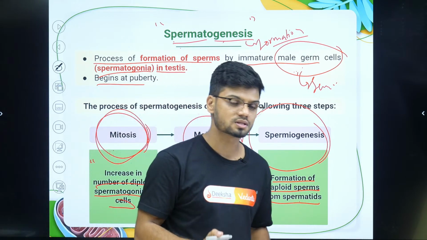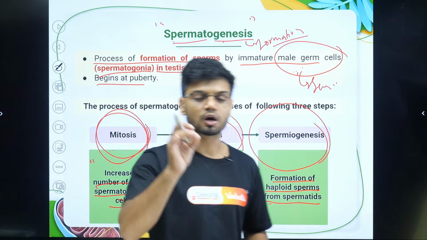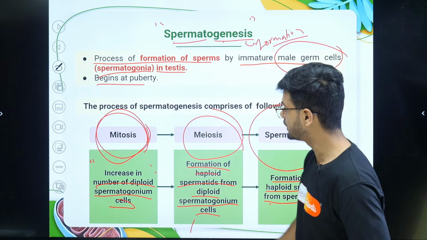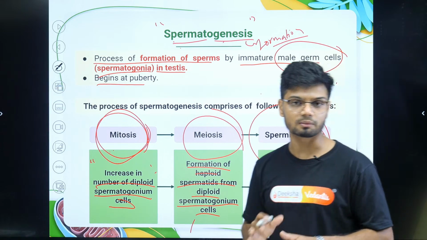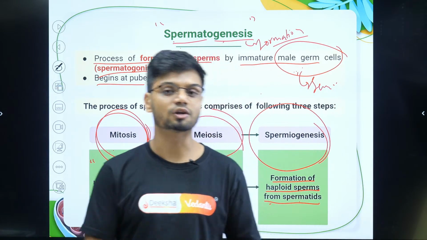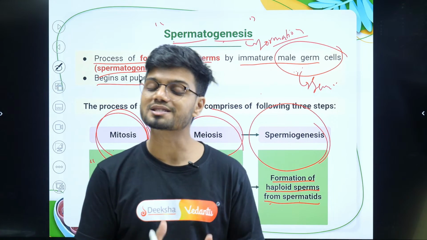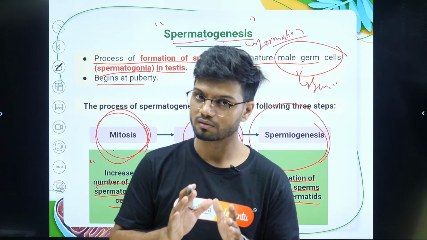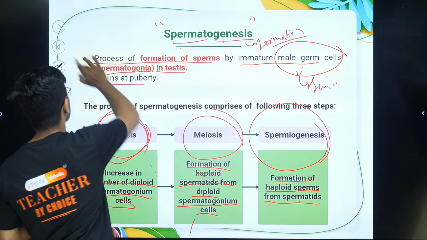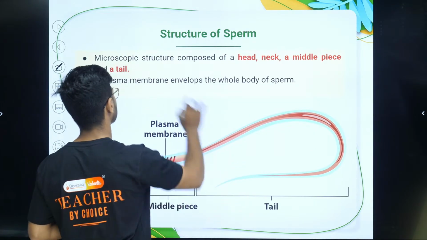The process of spermatid to sperm is called spermiation. So do not worry if you have any doubt on this. If you have any doubt on spermatogenesis, please let me know in the comment section, because then I'll make a separate video on spermatogenesis versus oogenesis. Clear? Now, the structure of sperm.